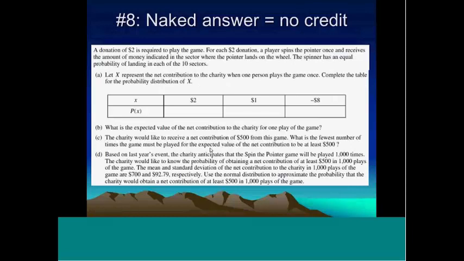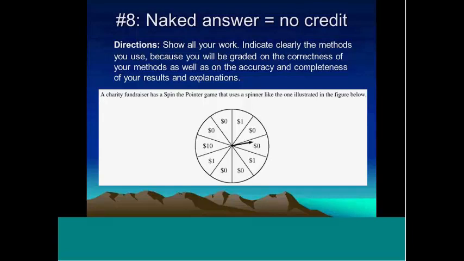So the students are supposed to fill in the probability distribution as part A based on the spinner, calculate the expected value for part B, figure out the fewest number of times the game must be played for the expected value to net the contribution of $500 for the charity, and then calculate a probability based on the normal distribution, which they give all the parameters for in part D. So the only one that really doesn't require work be shown is part A, because it's fairly easy to count the number of sectors on the spinner and fill in out of 10 on the chart.